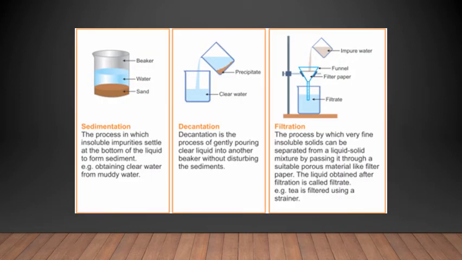We have one activity in your textbook, page number 39, activity 5. Collect some muddy water from the pond or the river. If it is not available, mix some soil into the water in a glass. Let it stand for half an hour. Observe the water carefully. Note your observation. Does some soil settle at the bottom of the water? Why? What will you call this process? What is it called? It is called sedimentation.